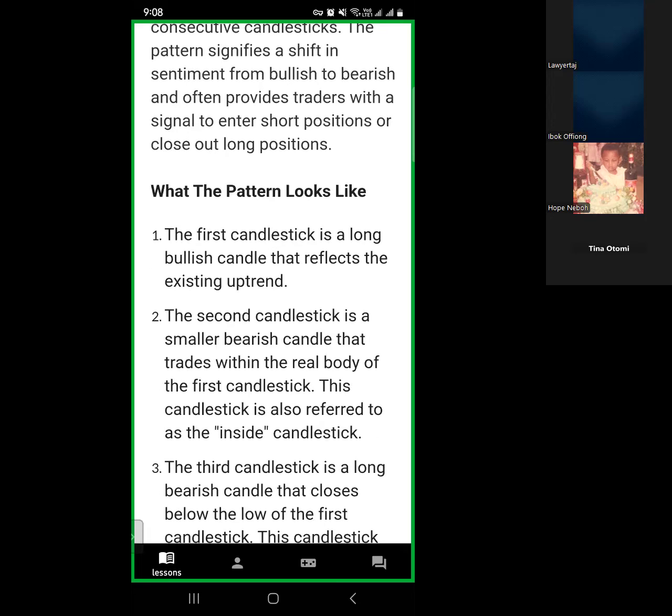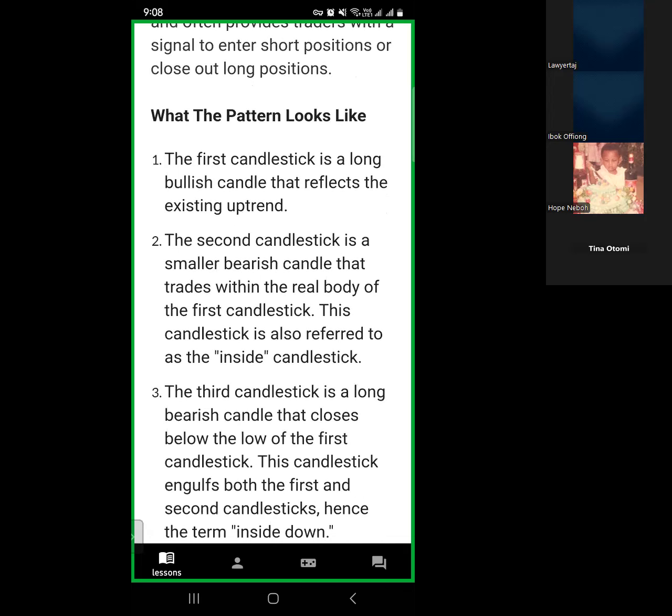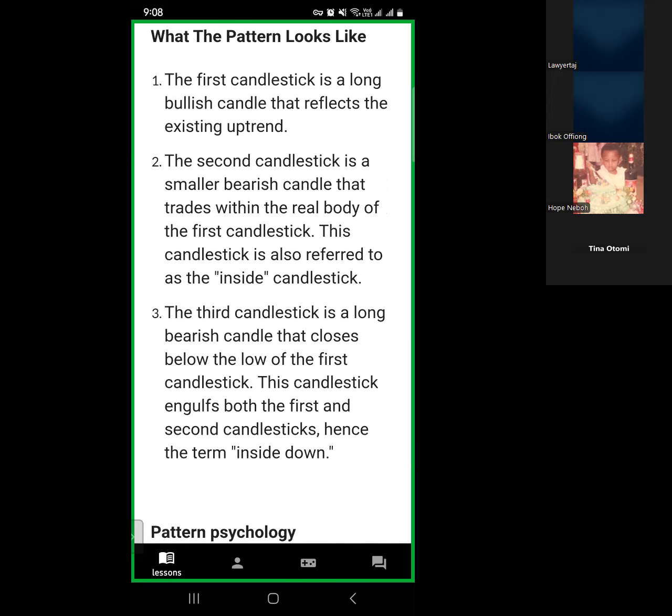What does the pattern look like? The first candlestick is a long bullish candlestick that reflects the existing uptrend. The second candlestick is a smaller bearish candlestick that trades within the real body of the first candlestick. This candlestick is also referred to as the inside candlestick. The third candlestick is a long bearish candlestick that closes below the low of the first candlestick. This candlestick engulfs both the first and the second candlestick, hence the term inside down. Remember that the second candlestick is called inside, and this third candlestick is the inside down. It means the inside that they go down.